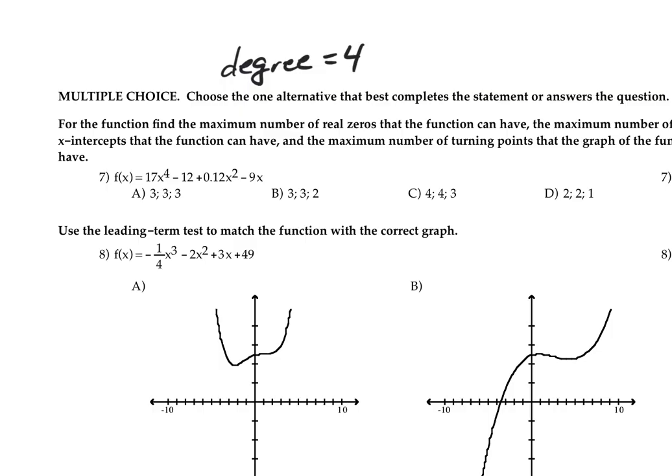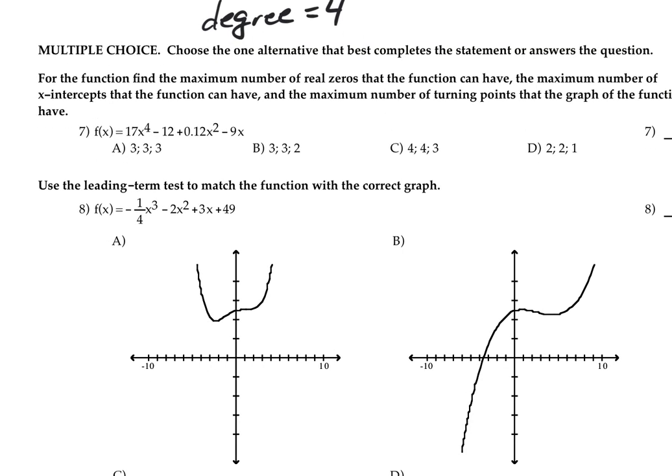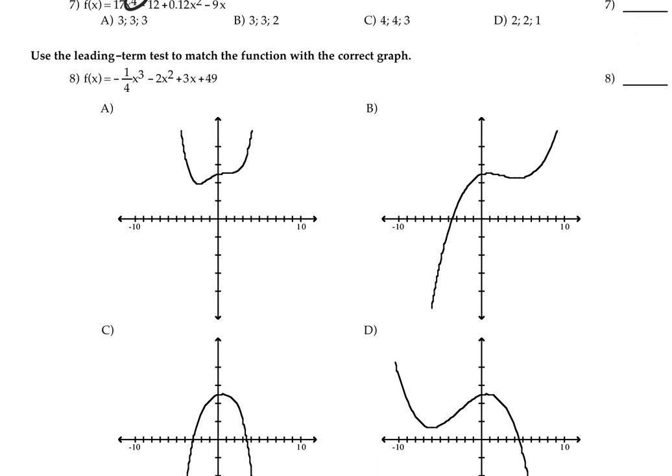That's it. Turning points is always one less. X-intercepts and zeros are always the same as the degree. That is the most that we could have. Okay? And so all you got to do, and make sure it's always the highest exponent. If it's not in standard form, don't necessarily look at the first exponent, look at the highest exponent. Something to watch out for.